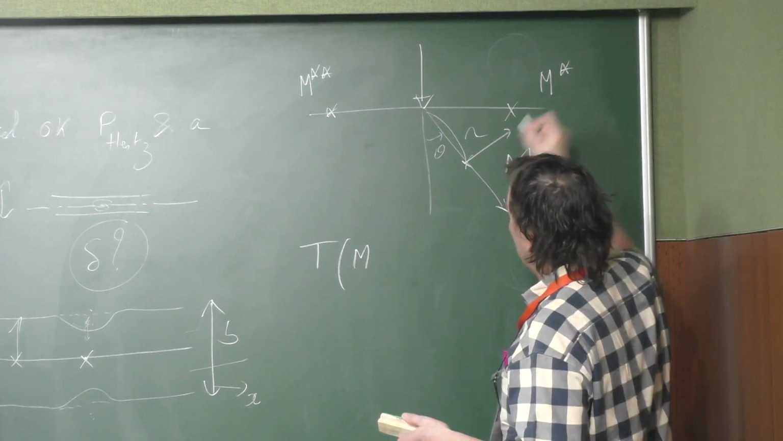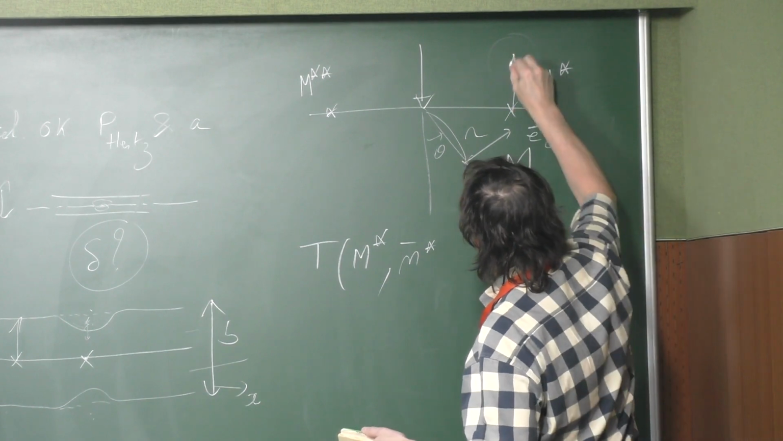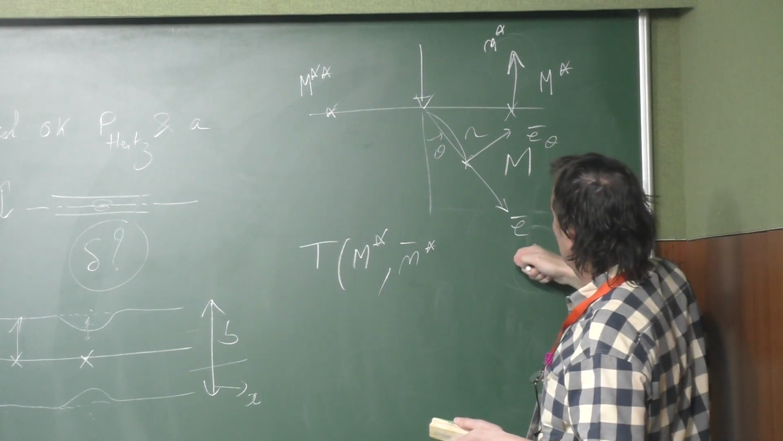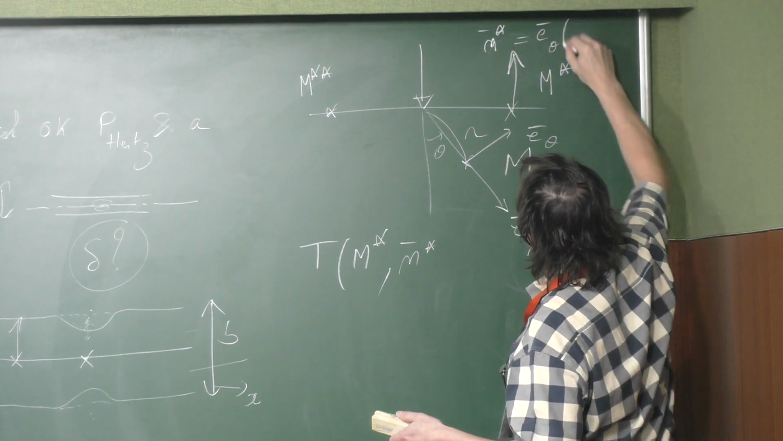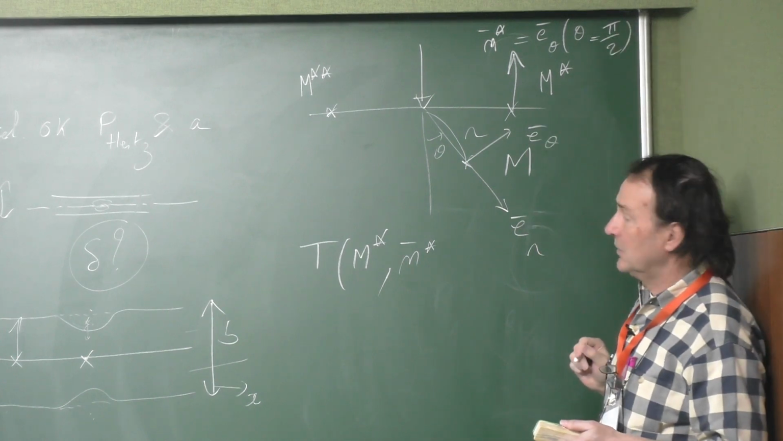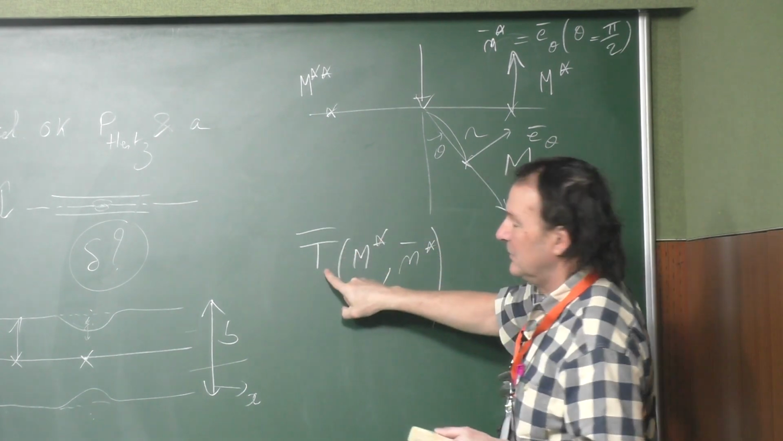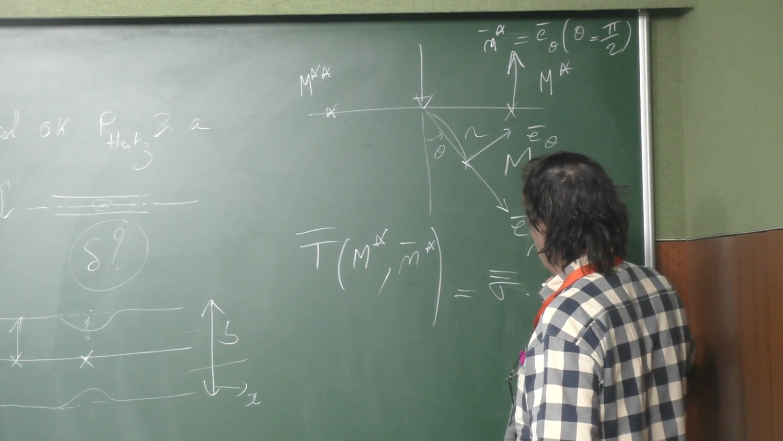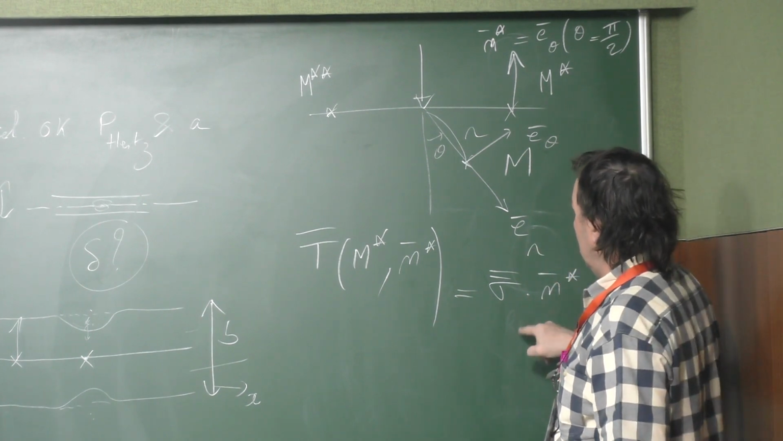And this is ER. This is a vector E theta. Then for this point, the normal is this one, which is equal to E theta when theta equals plus pi by 2. And then we say that for this point, the traction vector equals the stress tensor by the normal.